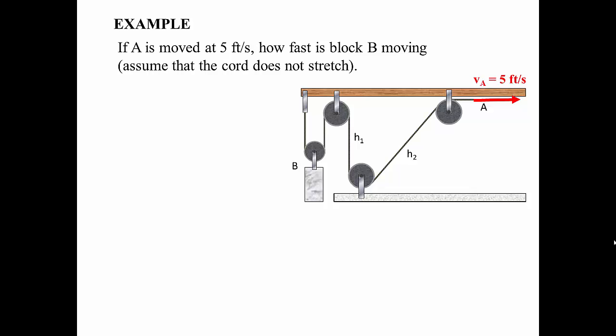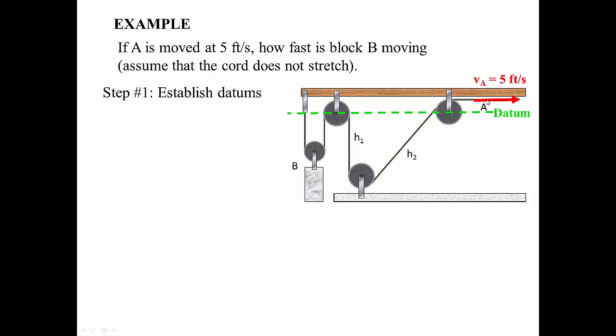Here's another example. If A is moved at 5 feet per second, how fast is block B moving? We're going to assume that the cord doesn't stretch. Well, the process is very similar. First step is we establish our datums. In this case, we're going to have a couple of datums. We want our datums to be perpendicular to the motion. So we have one datum here that will be the datum for the cable at B and for H1.